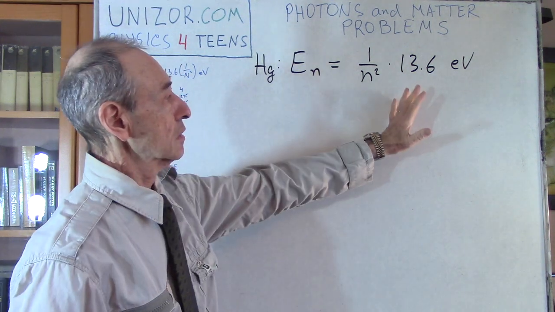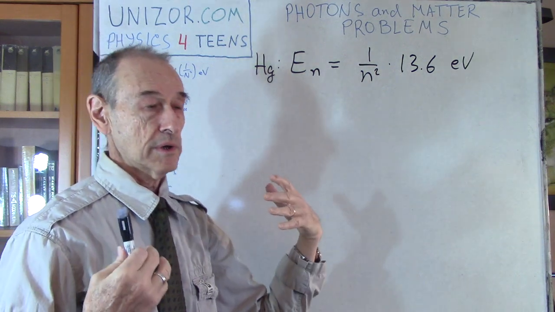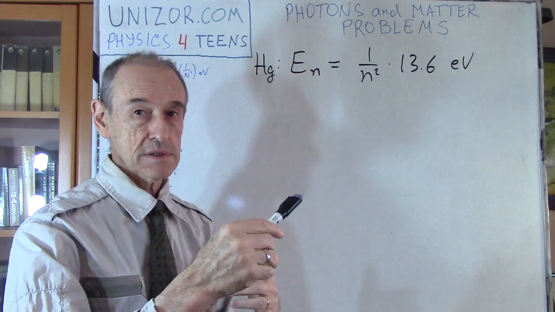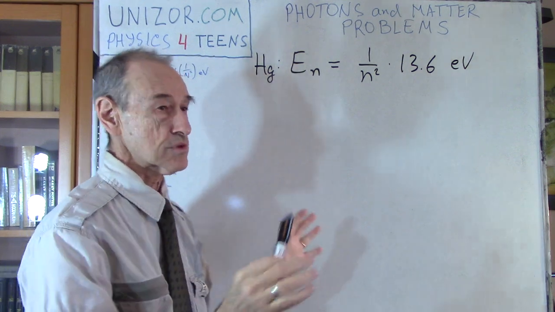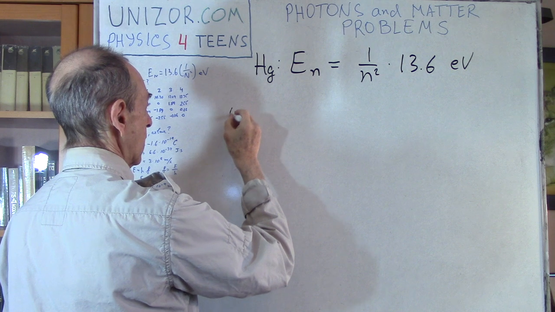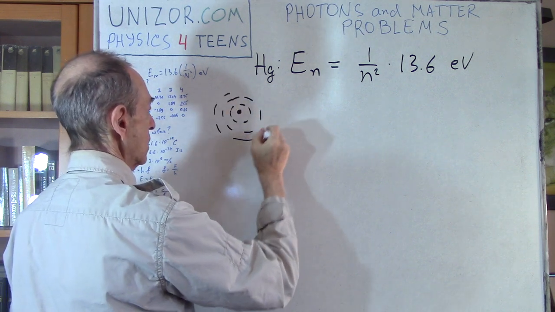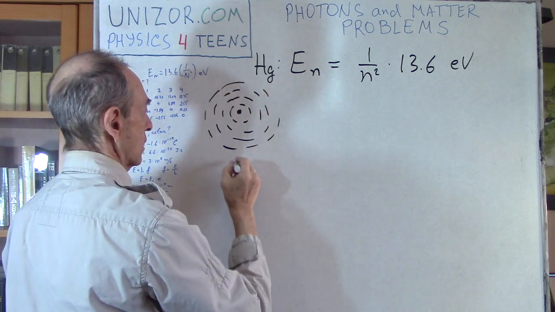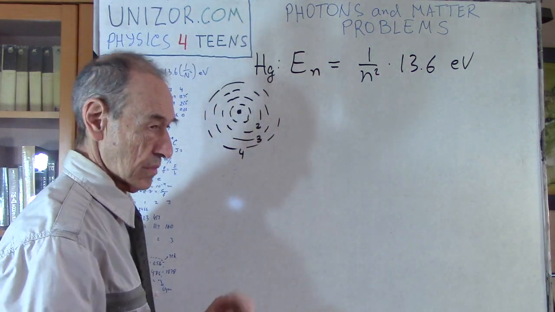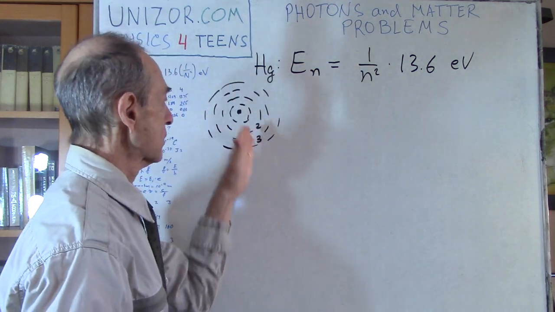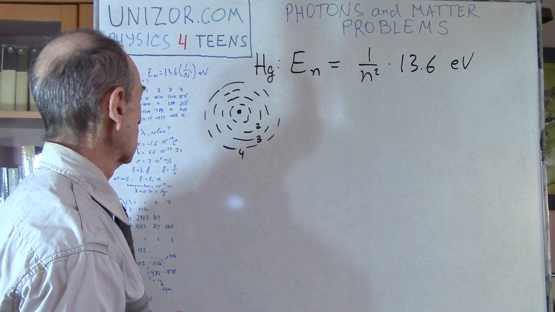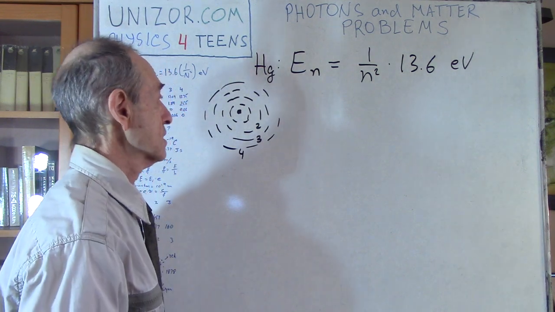So we will use this formula to find out, as the first problem, what the differences in energy levels between different shells are. And let's restrict ourselves to only the first four shells. So here is my nucleus, and I will consider four shells around it, 1, 2, 3 and 4. So this is number 4, this is number 3, this is number 2, and this is number 1. So my first problem is, what's the difference in energy levels between these levels? Well, that's actually very simple.